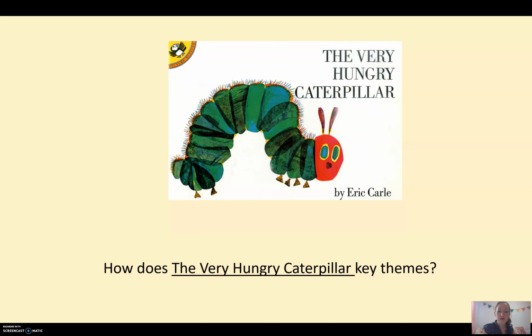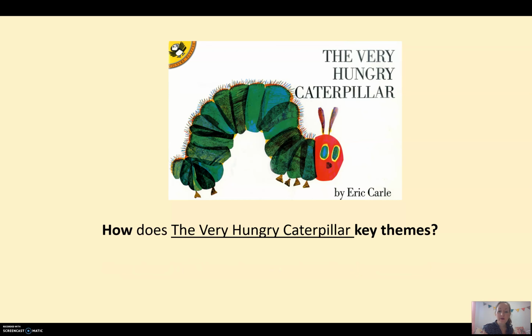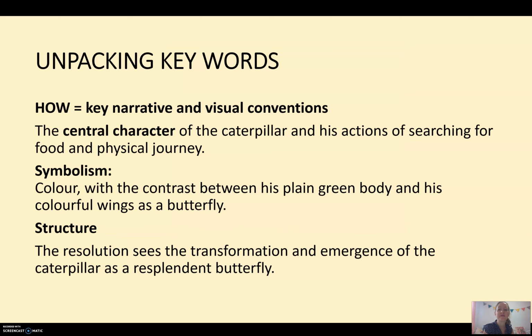So to me, the words that jump out are how and key themes. So how always means the techniques and the construction. Key themes is directing us to consider the ideas. Now, it's been a long time since I've read this text, but I can still think of some examples and I can still think of the gist of the story. So how in this case means the key narrative and visual conventions, so the techniques used to explore.